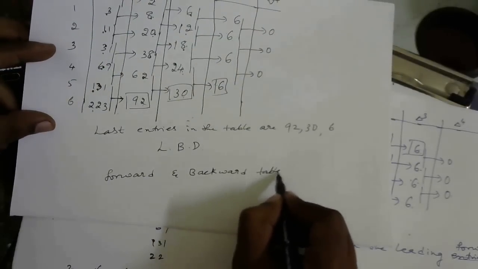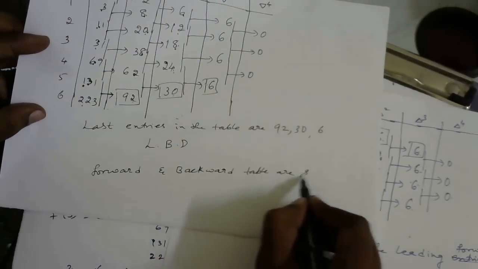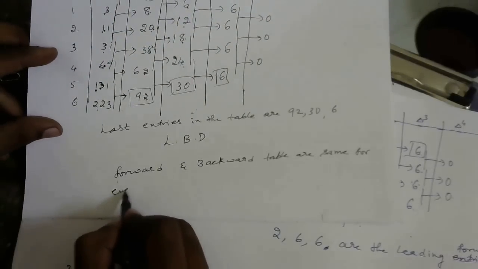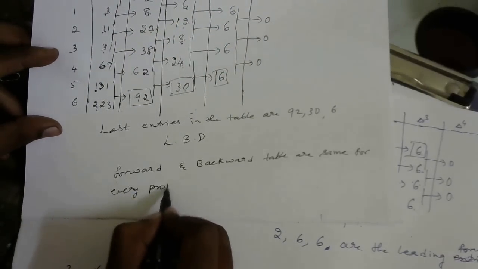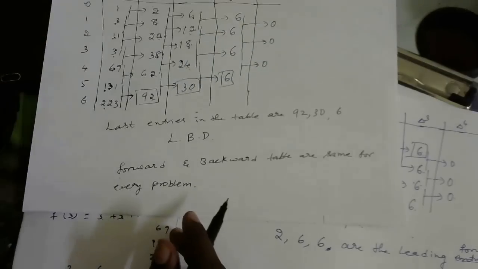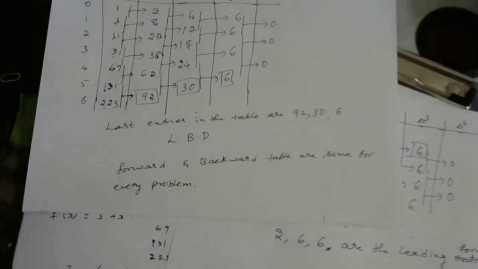So that means the forward and backward tables are the same for every problem. So you have to remember this one. Next I will take problems.